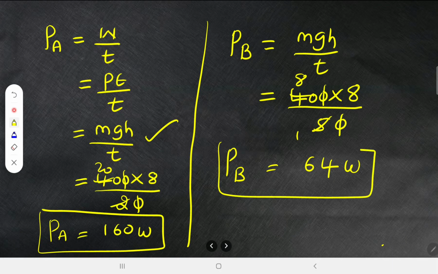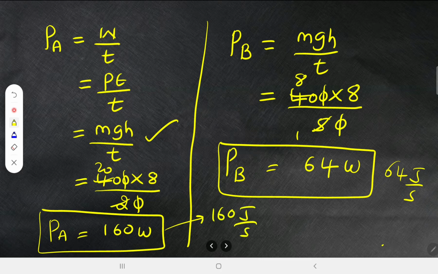Have a look here. All right, so 64 watt means, you understand, no? 64 joule per second, and 160 watt means 160 joule per second. She is climbing it in only 20 seconds. That's why she is more powerful. She is climbing it in 50 seconds. That's why she is less powerful. She is also having power, but she is less powerful, and this girl is more powerful. All right, I hope the concept is getting clear with the help of numericals.